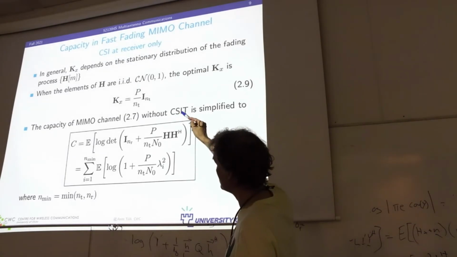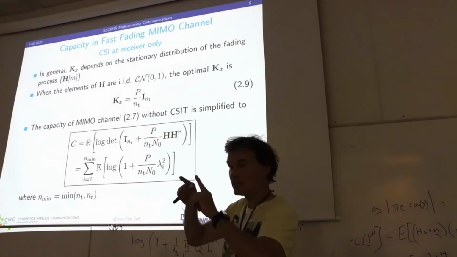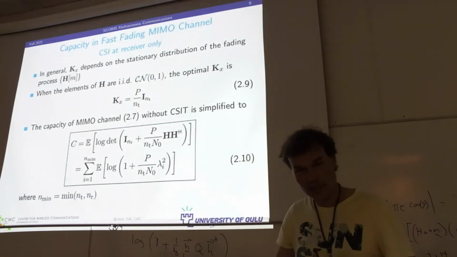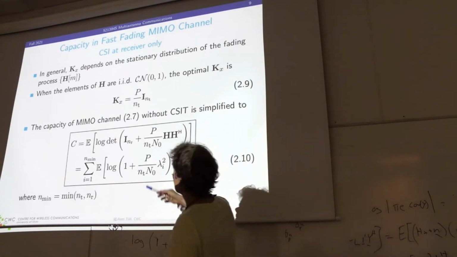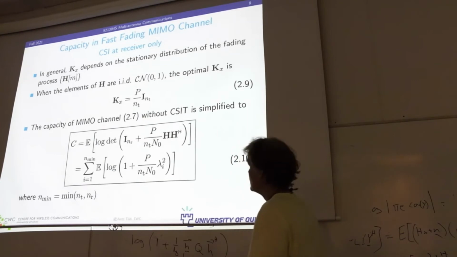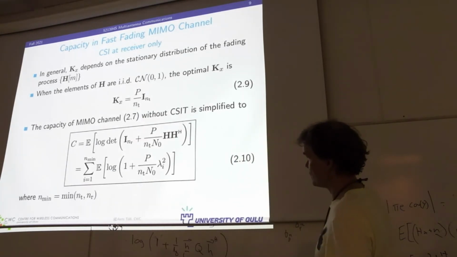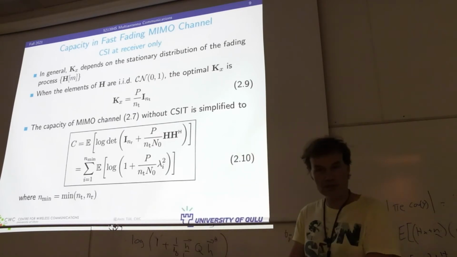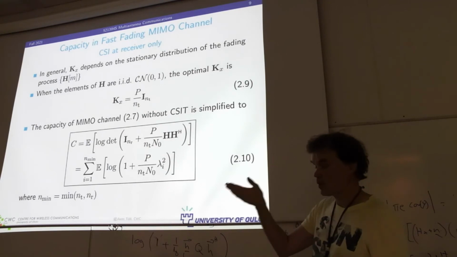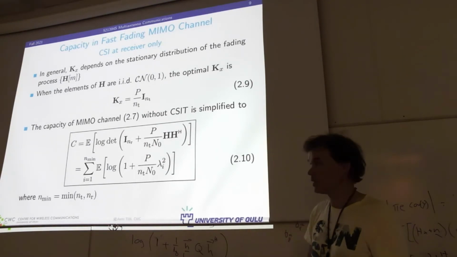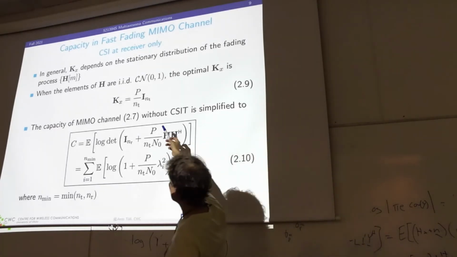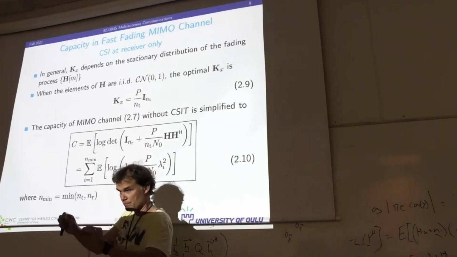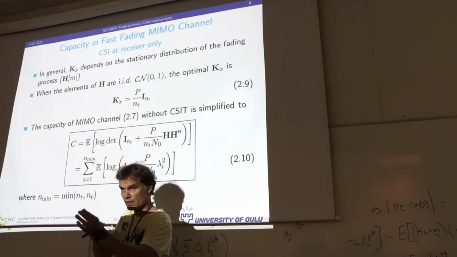Okay, but now if we assume the extreme case that the channel is IID, so basically the covariance matrix of H is the identity matrix, then the optimum strategy is to make the covariance matrix of the input the identity matrix, just like here. It's just power loading. Since we don't know anything about the channel, the best strategy is equal power loading over all antennas. So the total power budget is P, and each antenna gets P over NT.